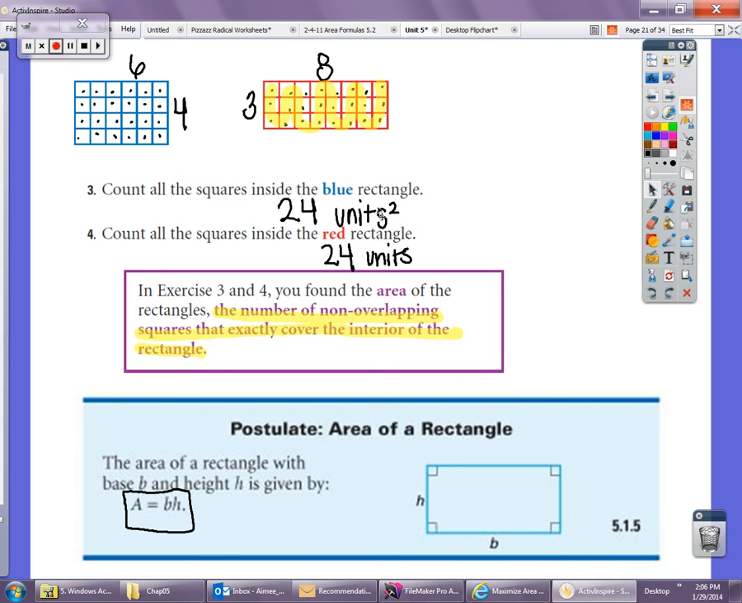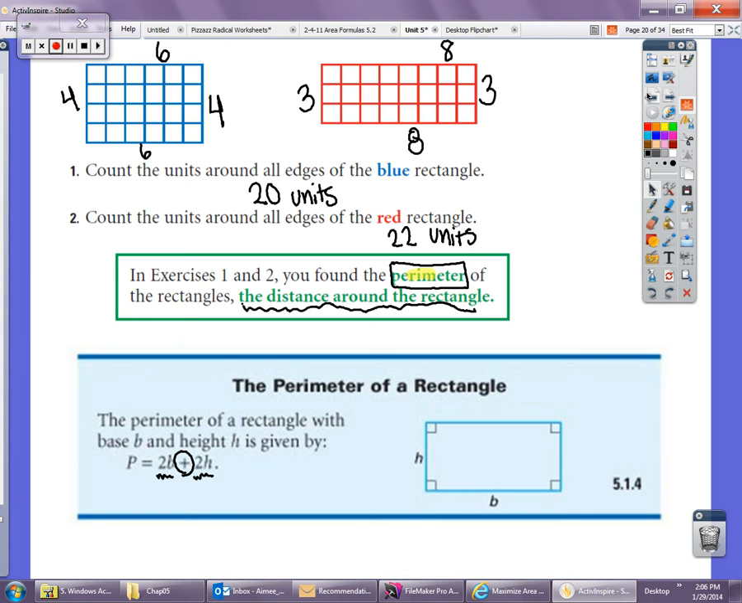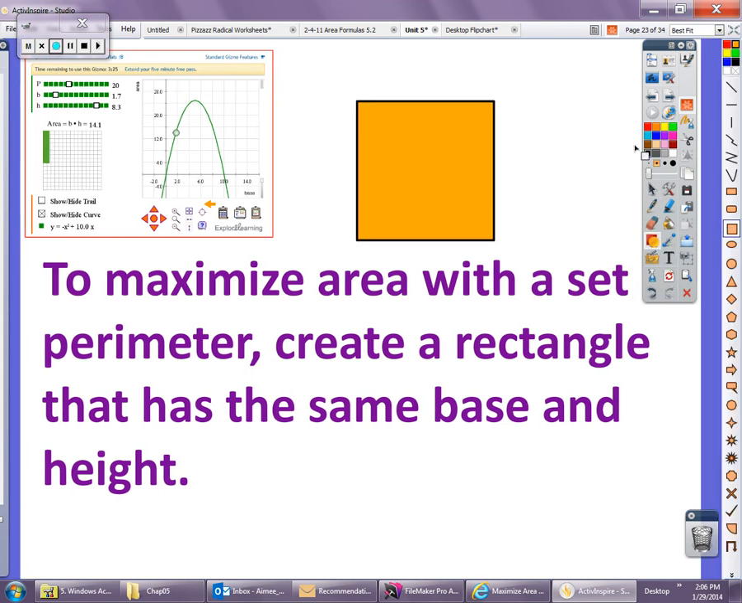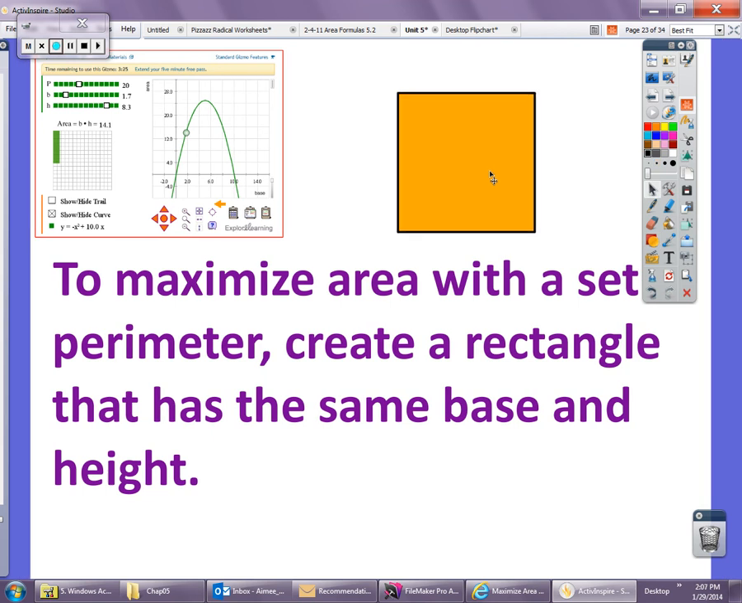It was just dependent upon what I wanted. When you have a set perimeter, you want your area to be the greatest, and a square will create that. Okay? So a square will give us the maximum.